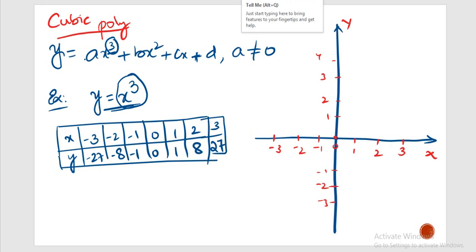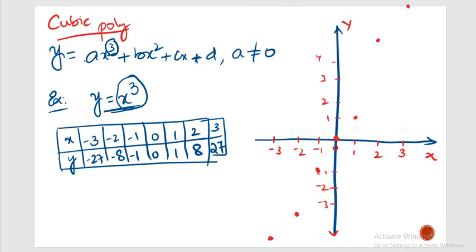First of all, minus 3 comma minus 27. Minus 3 comma minus 27 means you will get the point somewhere here, because we cannot take the exact values, so we have considered an approximate value. Next minus 2 comma minus 8, and somewhere here you get minus 1 comma minus 1. Clearly you can observe this point. Next 0 comma 0, next 1 comma 1, next 2 comma 8. Somewhere at the top you are going to get 3 comma 27.